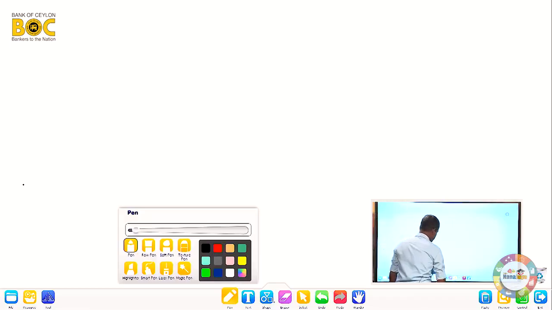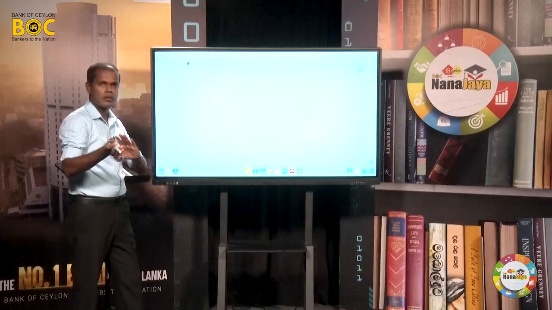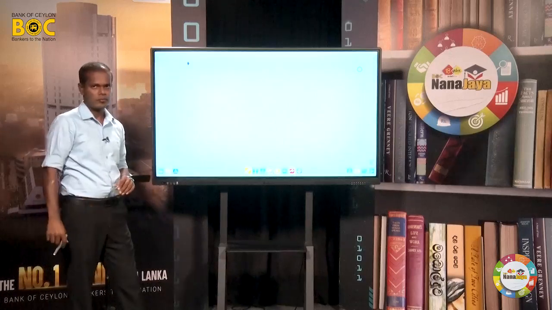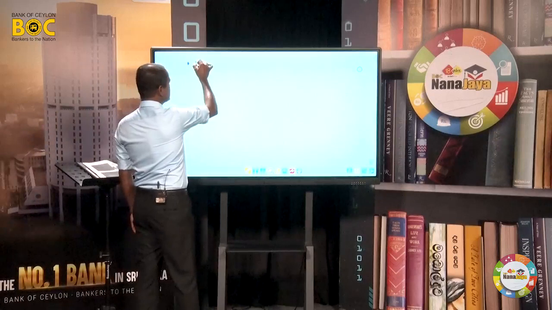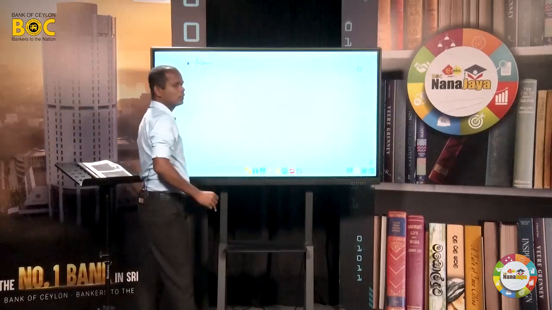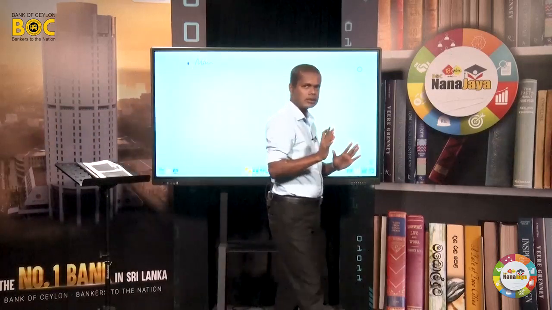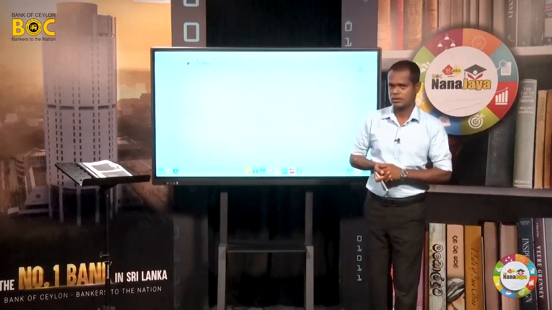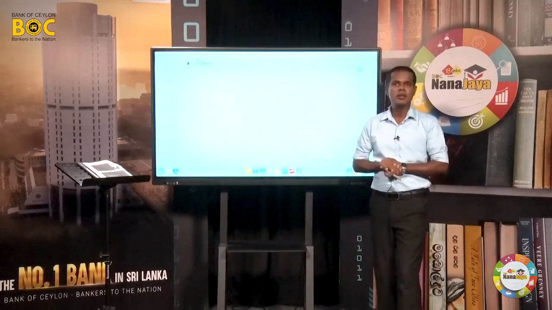But you calculate these ratios using the financial statements. And if you take a company, in the financial statements, they disclose minimum information based on the statutory regulations or rules. They disclose minimum information.